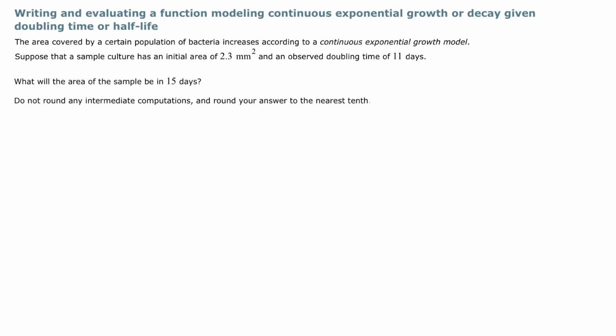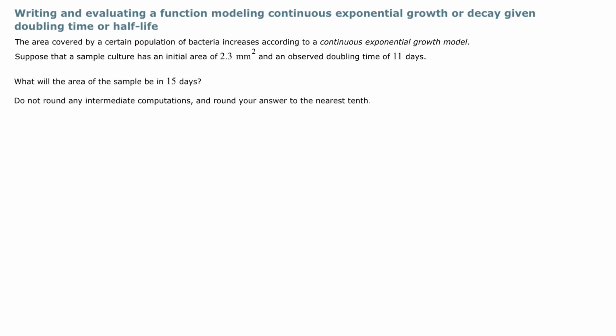The area covered by a certain population of bacteria increases according to a continuous exponential growth model. Suppose that a sample culture has an initial area of 2.3 square millimeters and an observed doubling time of 11 days. What will the area of the sample be in 15 days? Do not round any intermediate computations and round your answer to the nearest tenth.